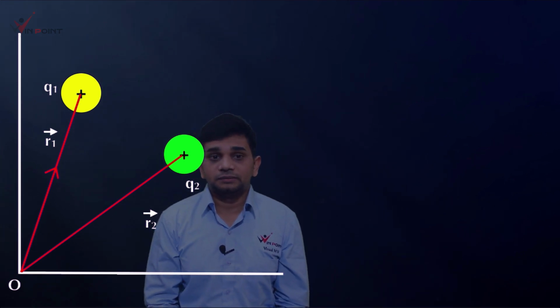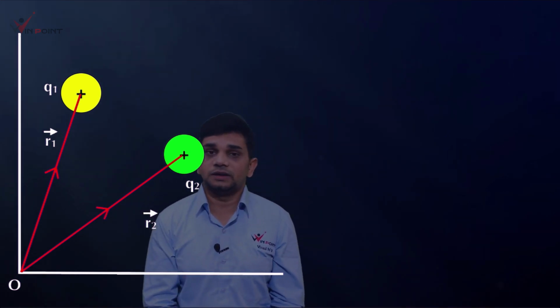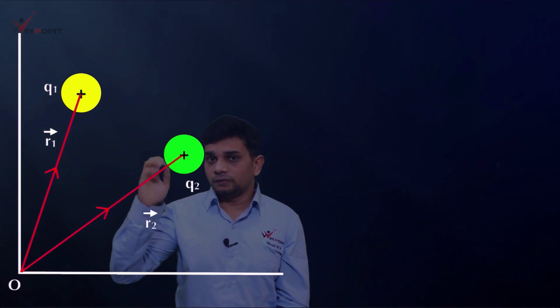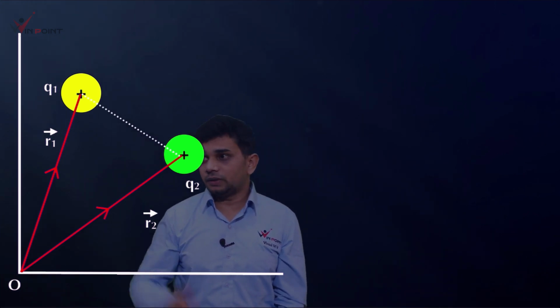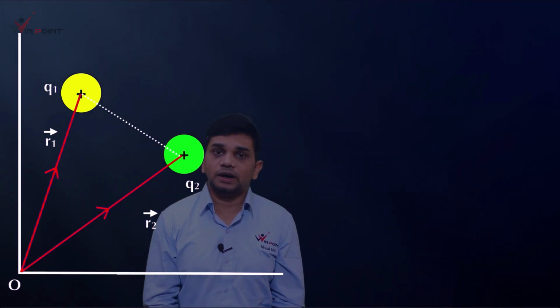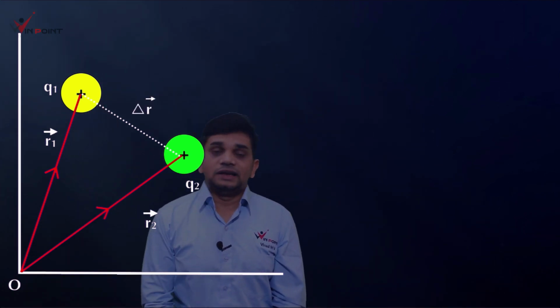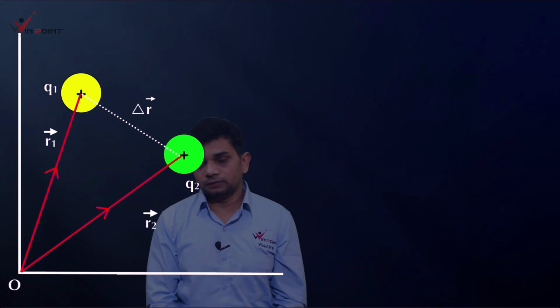Direction is also given. Vector is having a direction. It is the direction of that vector. The distance between Q1 and Q2, we are just drawing a line. Here we can see that this is the distance between Q1 and Q2. Now, we are giving a name for this distance. It is delta R. Delta R is the distance from Q1 to Q2.